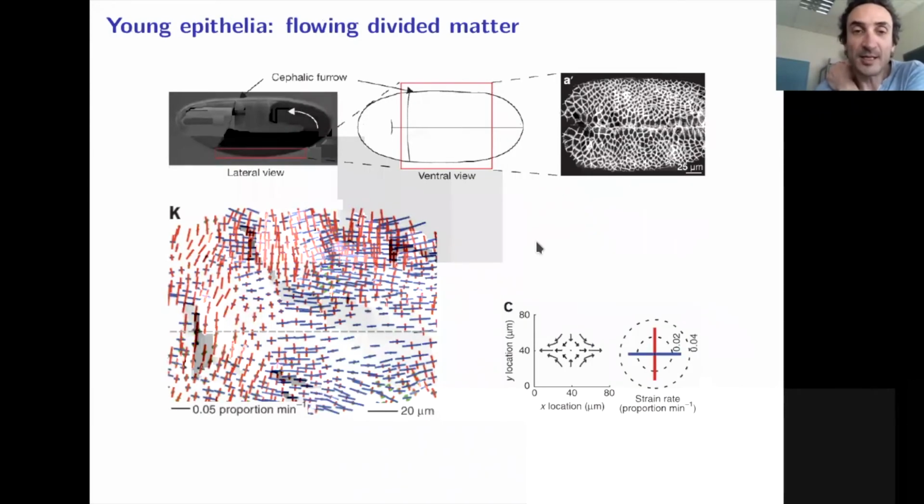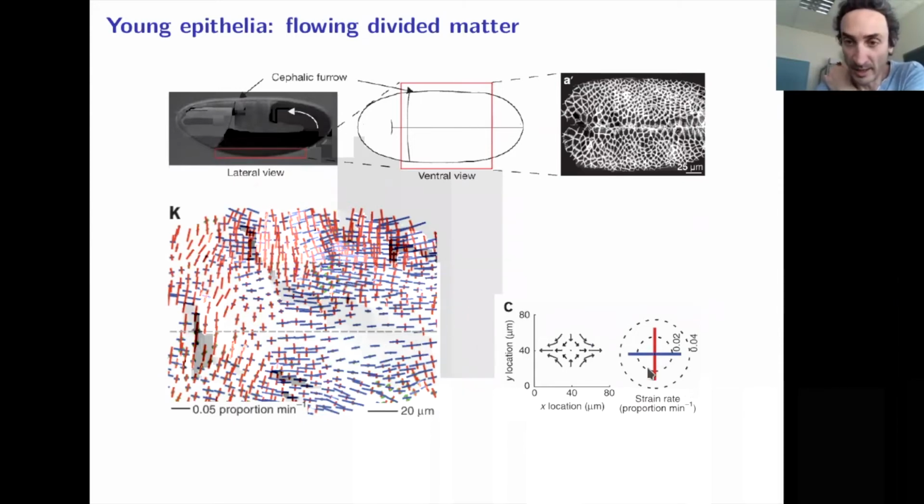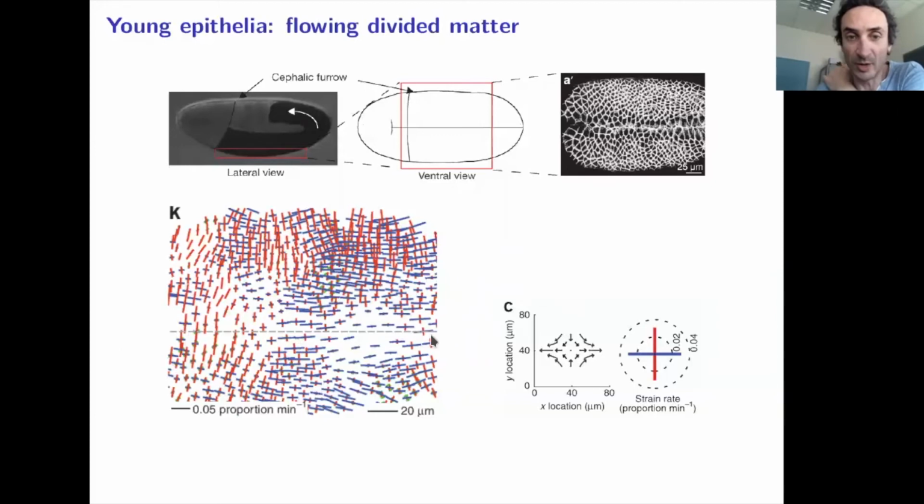So having these flows, these velocity maps, what they could do is calculate the strain rate of the tissue in every place. This is a strain rate based on the movement of the centroids of all those cells, color-coded for positive and negative strain rates. So you see that it elongates along the horizontal direction here and narrows along the vertical direction.